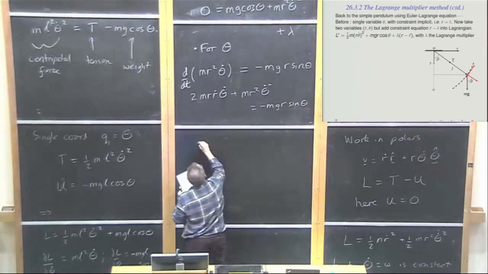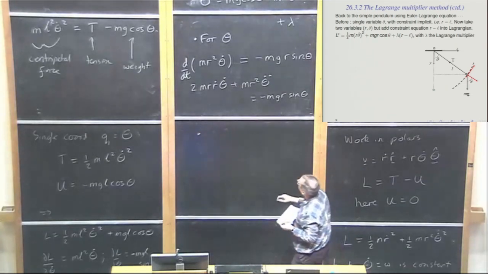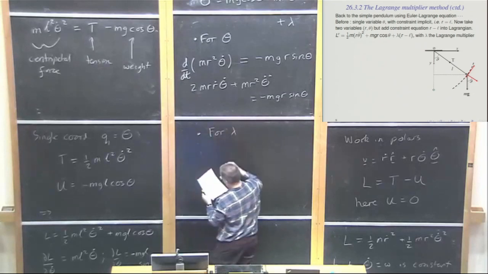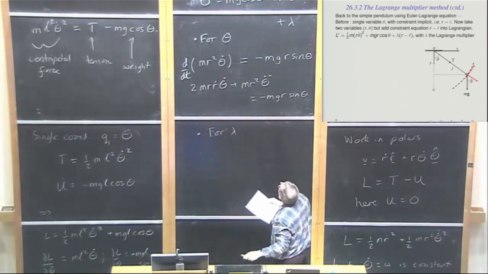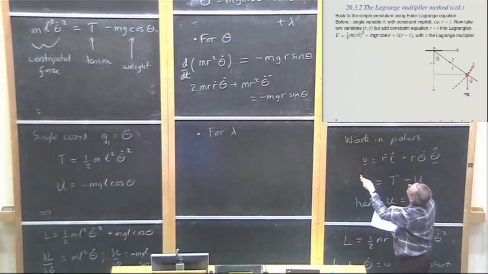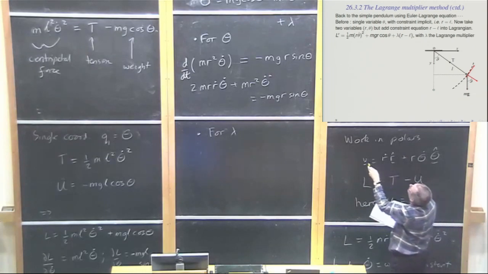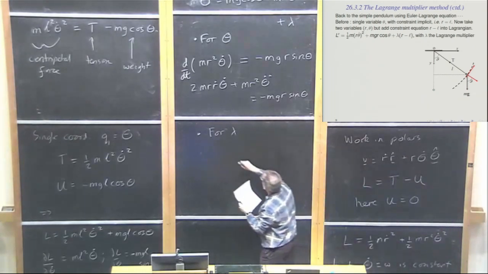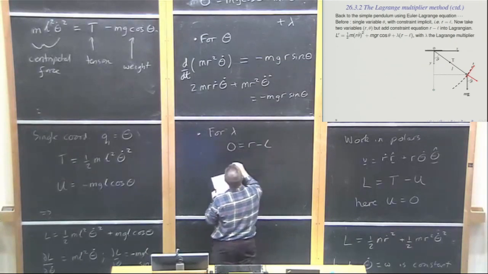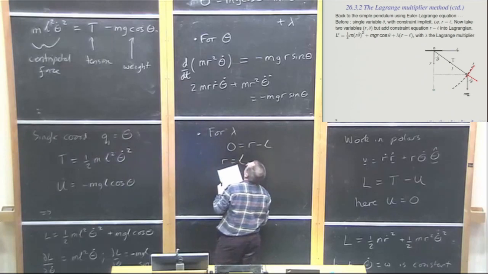And then finally we must do the Euler-Lagrange equation for lambda. This is very trivial, because certainly it doesn't depend on lambda dot, so that gives me a 0 on the left hand side. On the right hand side I differentiate with respect to lambda, so I get that 0 equals r minus L, and so that r equals L, okay?